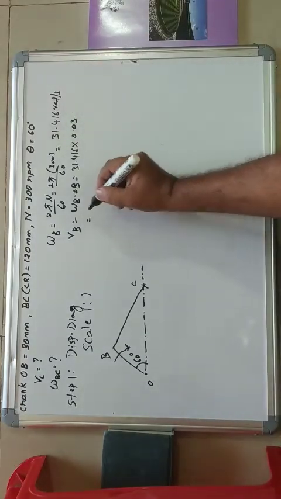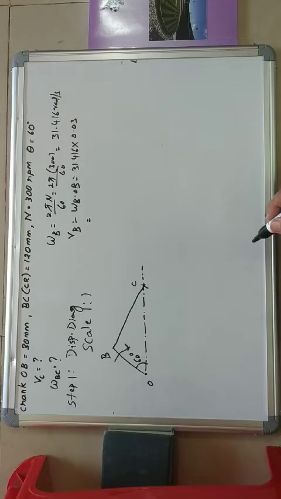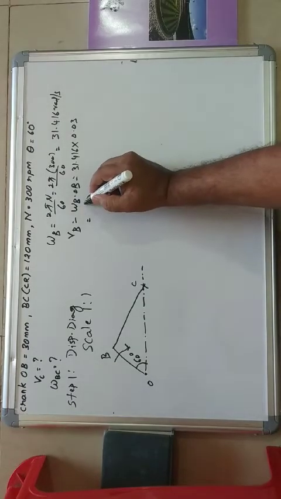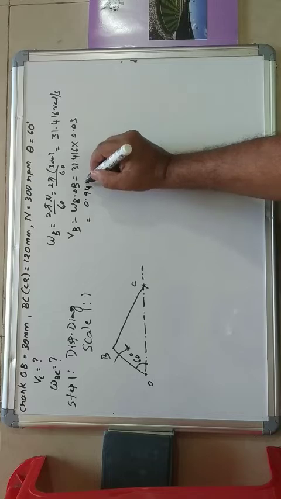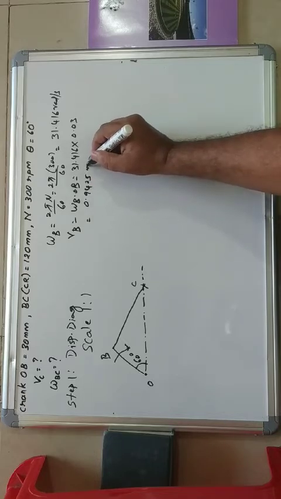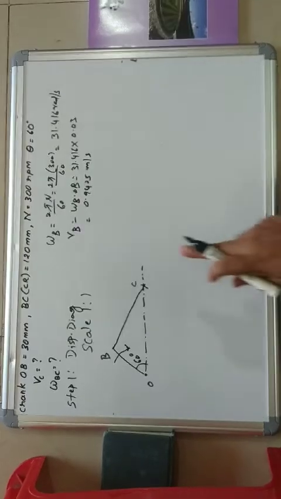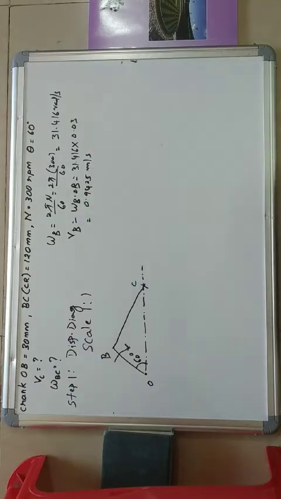This value, that is the linear velocity of the link B, VB, is equal to 0.9425 meters per second. So this value is known. After knowing the linear velocity of the link B, I am going to try to draw the velocity polygon.